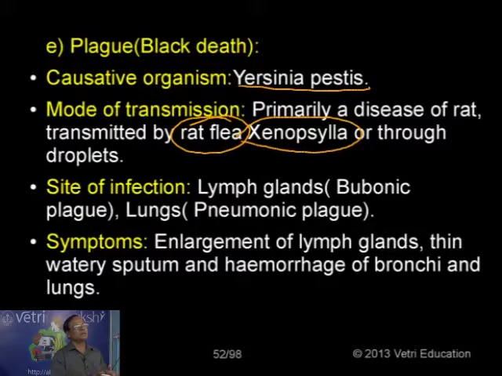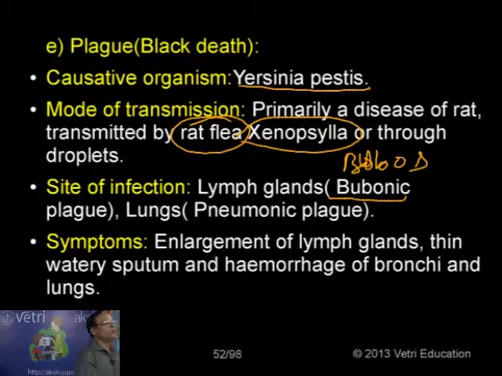When it occurs in the lymphatic glands and causes damage to them, it is called bubonic plague. The word bubo means lymph glands. So we have two types of plague according to the site of infection. One is bubonic plague, where the lymph glands are affected. Another is pneumonic plague, where the lungs are affected.